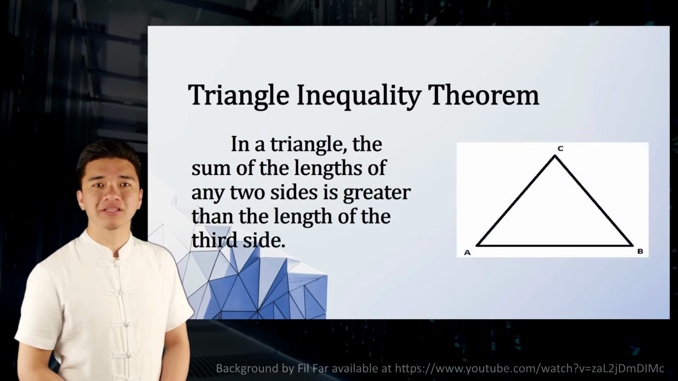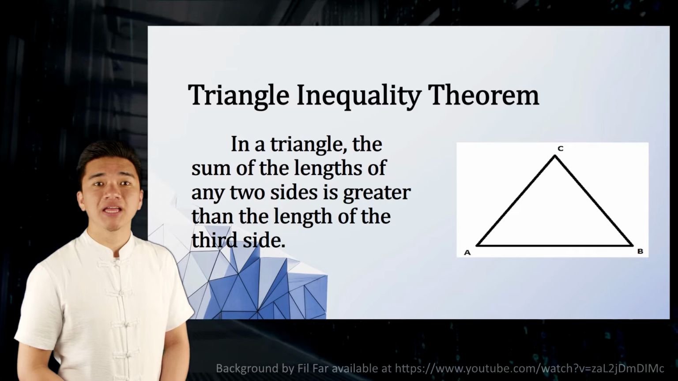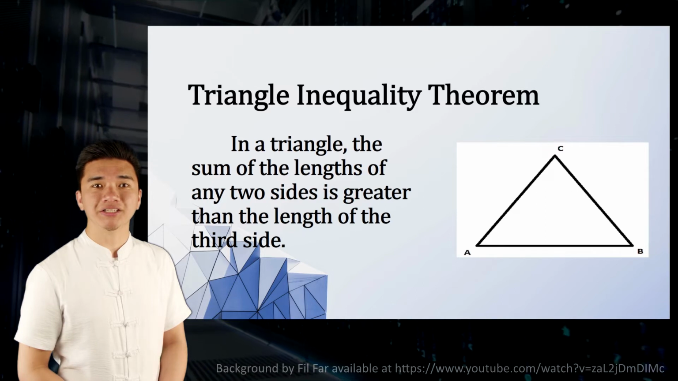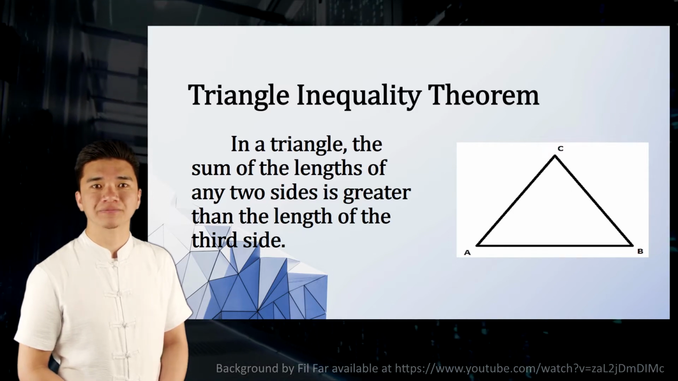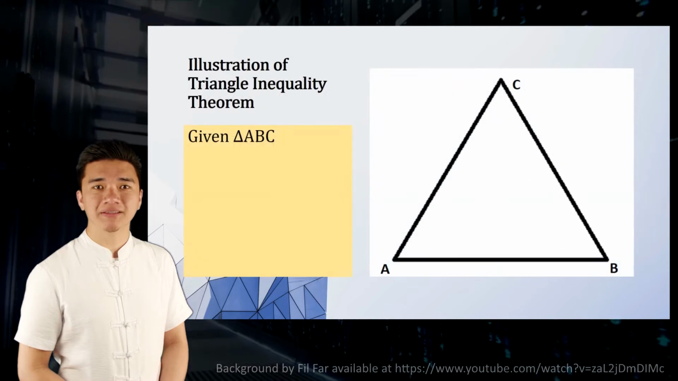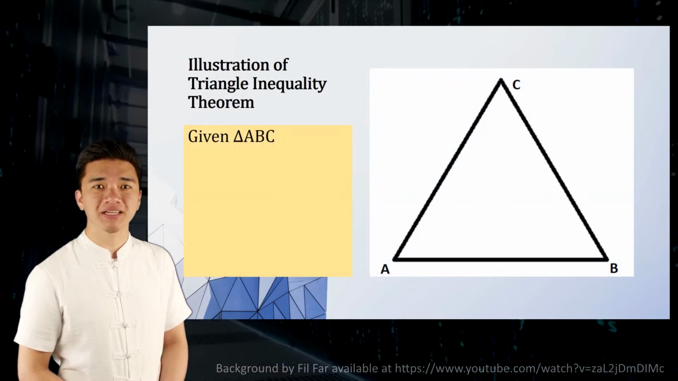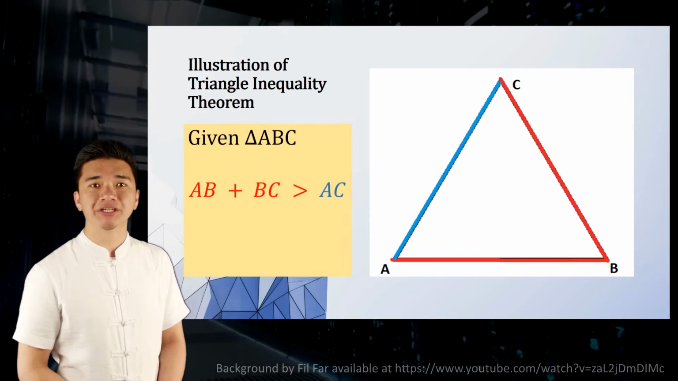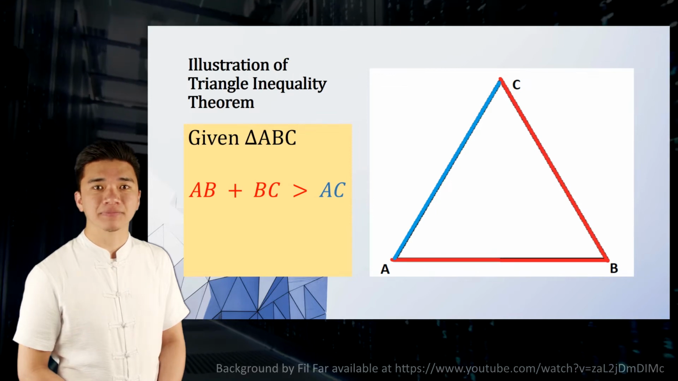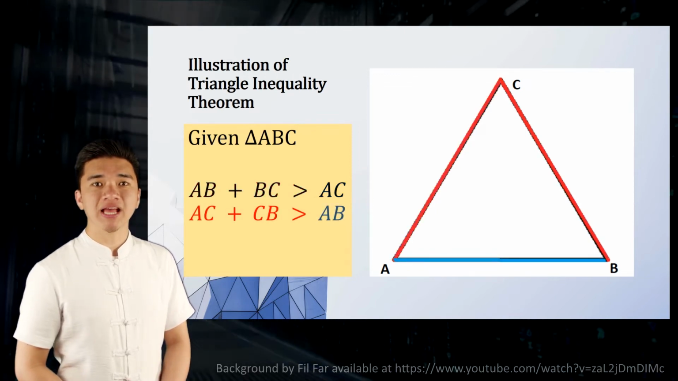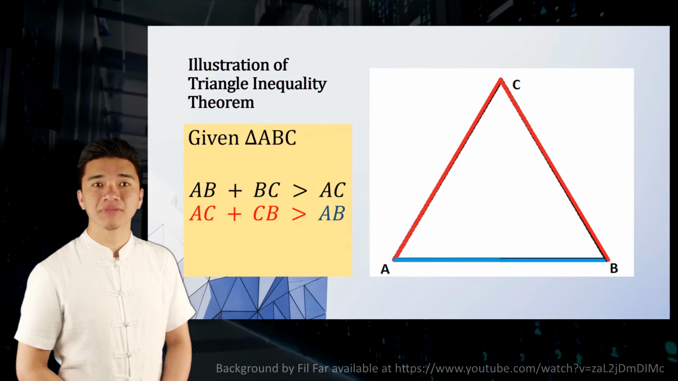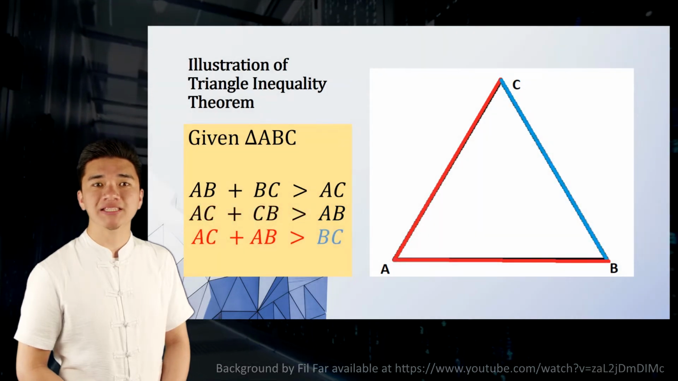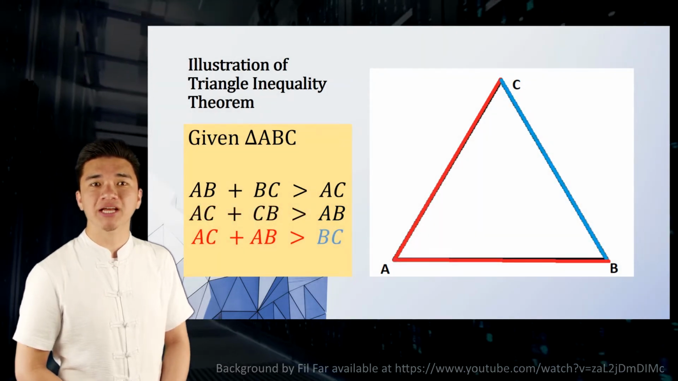The triangle inequality theorem states that in a triangle, the sum of the lengths of any two sides is greater than the length of the third side. Which means that, given triangle ABC, the sum of sides AB and BC should be greater than the length of side AC. It also follows that the lengths of sides AC and CB is greater than side AB, and the lengths of side AC and AB is greater than side BC.